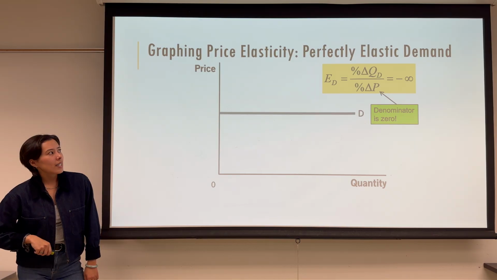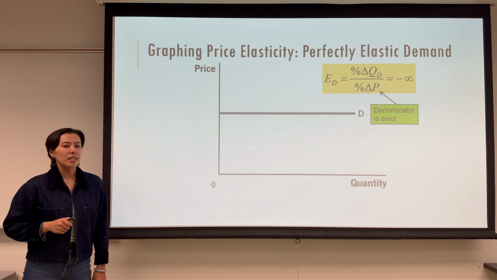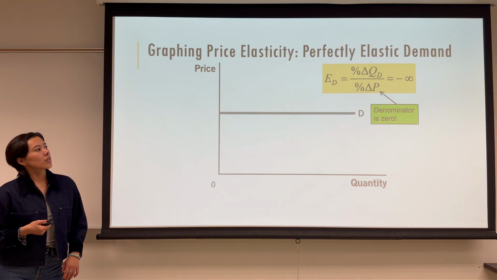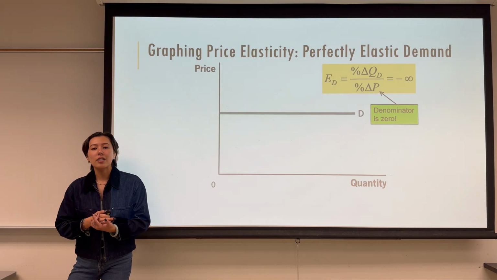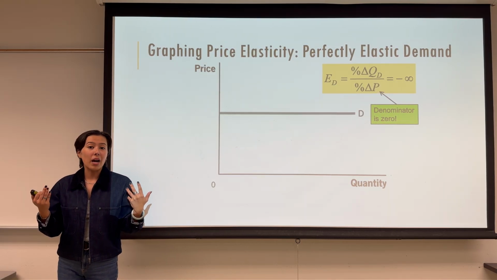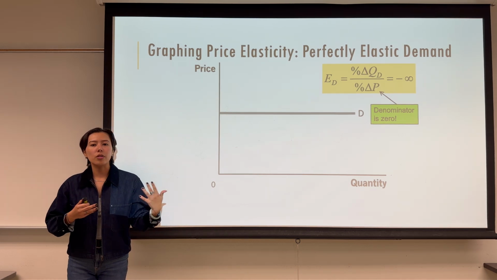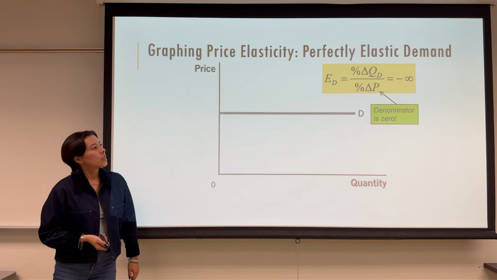All right, our last case here is another extreme example, and this is what we call perfectly elastic demand. So this is when demand is extremely sensitive to changes in price. If the price changes at all, then consumers aren't going to buy any of this good. It's either all or nothing. They're going to buy it. If the price changes, they're not going to buy it at all.